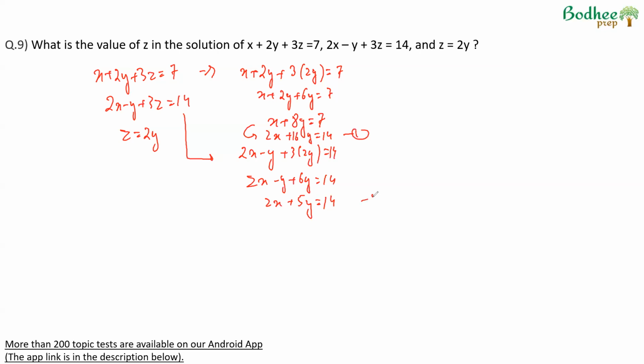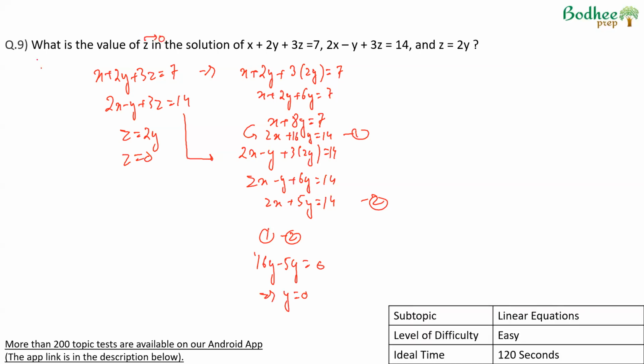If we multiply this by 2, 2x plus 16y becomes 14. This is equation 1, this is equation 2. 1 minus 2: 2x cancel, 16y minus 5y is equal to 14 minus 14, 0. Which means y is equal to 0, which further means z is equal to 0. What is the value of z? In this solution, z will be 0. I think it's an easy question, just a solution of a set of 3 linear equations with 3 variables, and the calculation is also not very difficult because the numbers are pretty small. So about 1.5 to 2 minutes to solve.